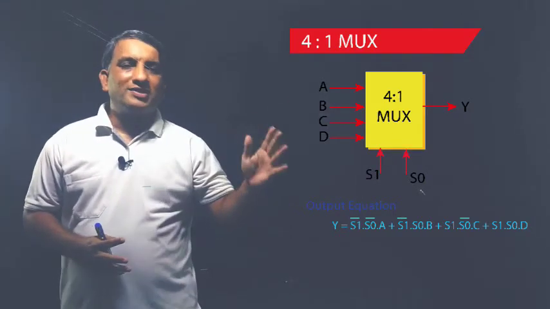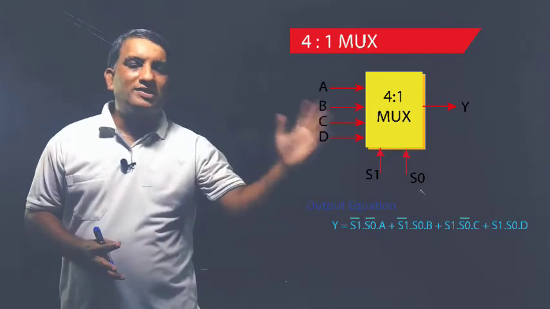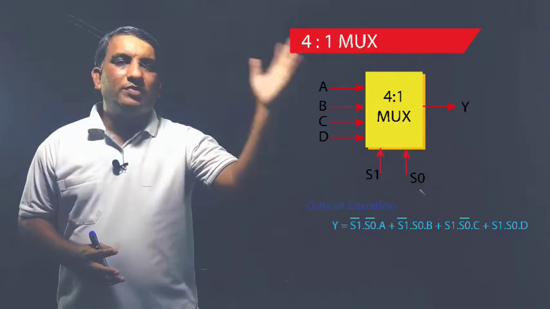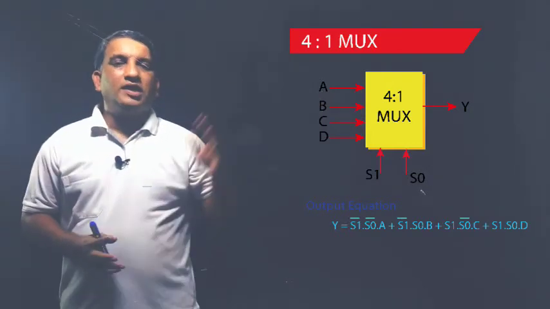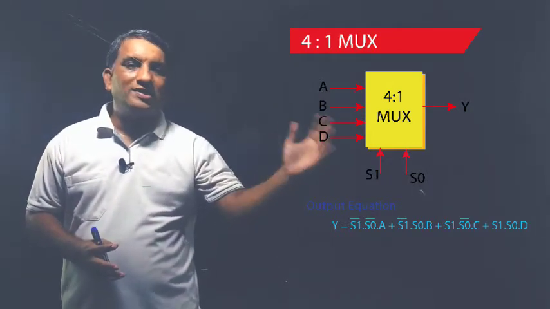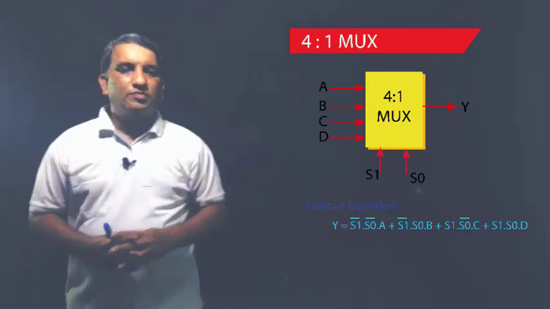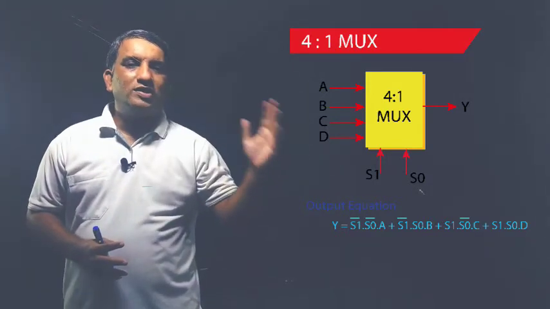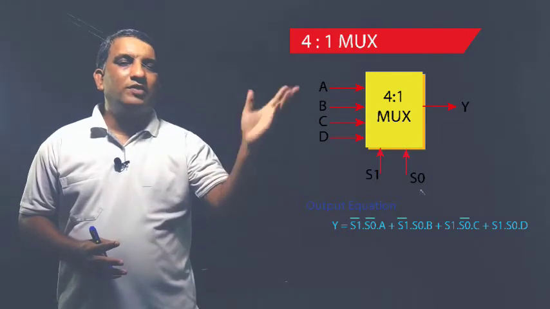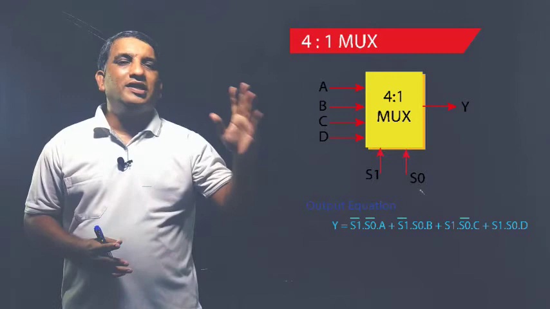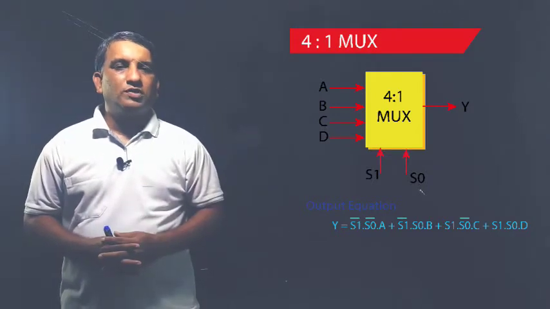So if S1 S0 is equal to 0 0, then value of A port will be transferred to the output. Then if the value of S1 S0 is 0 1, the value of B will be transferred to the output. If S1 S0 is 1 0, the value of C will be transferred to the output, and if S1 S0 is 1 1, then D will be transferred to the output.